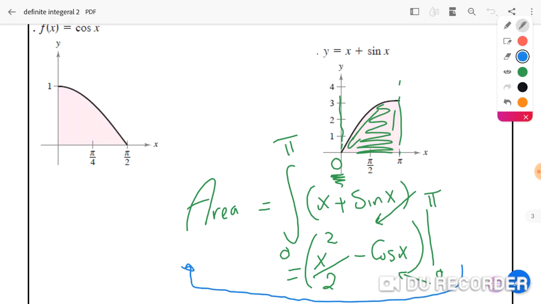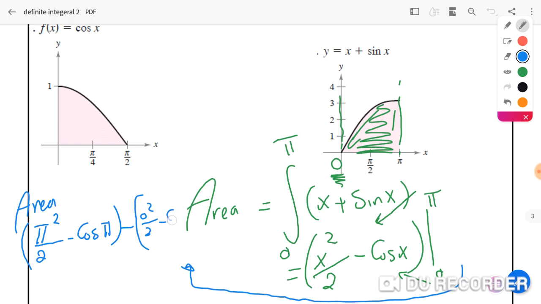Okay, the area will be pi square over 2 minus cosine pi, minus 0 square over 2 minus cosine 0. It will be pi square over 2. This one negative, it will be plus 1. Minus, and this one, it will be negative 1, so it will be plus 1. It will be pi square over 2 plus 2.